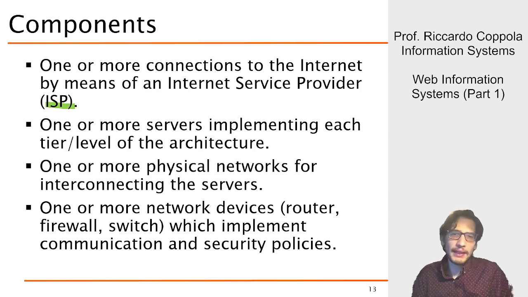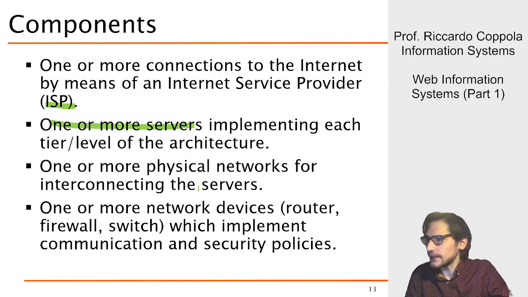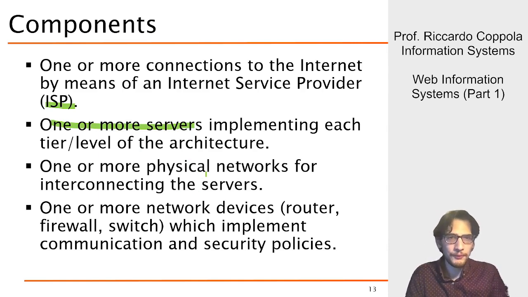In general, we don't care about how these companies perform their work with fiber, with connections and infrastructures and whatever. Everything is transparent to me. I only need to have an internet connection to provide my services. Then, of course, we will need to create a web architecture. We need one or more services to implement all the levels of the architecture. And we will need, of course, physical networks and network devices to make everything work, to make the information flow over the internet.